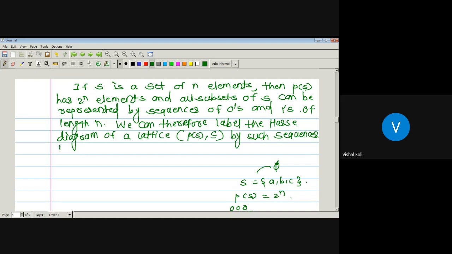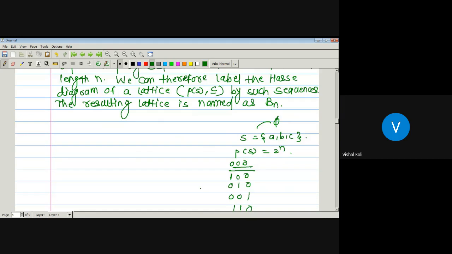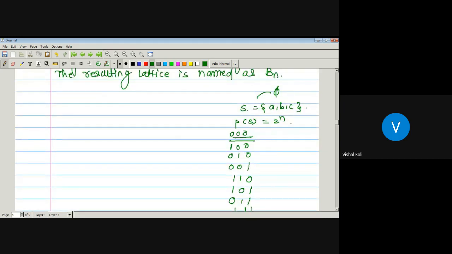And the resulting lattice is named as Bn if S contains n number of elements. So let us draw the Hasse diagram if n is equal to 3. So let n equal to 3.